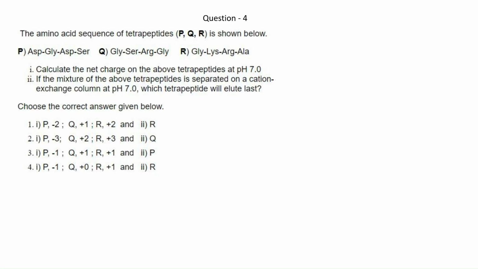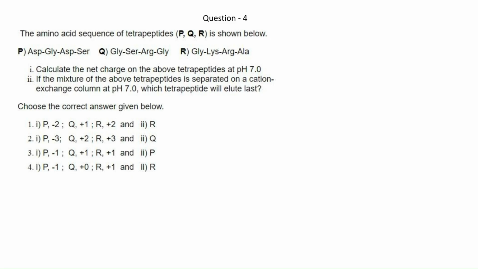Now moving on to question 4. The amino acid sequence of tetrapeptides P, Q, and R is shown below. Peptide P contains aspartate, glycine, aspartate, and serine. Peptide Q contains glycine, serine, arginine, and glycine. Peptide R contains glycine, lysine, arginine, and alanine. So the first question is, calculate the net charge on the above tetrapeptides at pH 7.